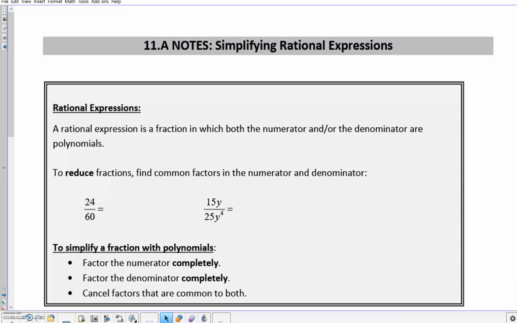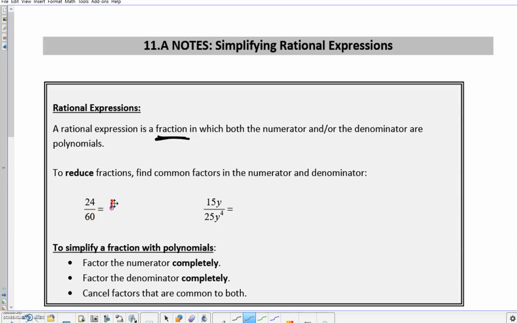In 11a, we're going to be talking about rational expressions. A rational expression is a fraction in which both the numerator and denominator are polynomials. So to reduce fractions, you're going to find common factors in the numerator and the denominator. So with 24 over 60, we look at it and think what it might have in common.